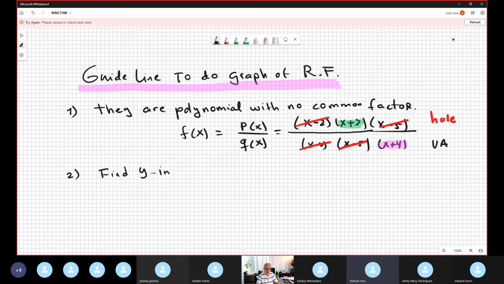Now number 2 is classical: find the y-intercept. Because this is a super important point in any graph. It's where the curve crosses the y-axis. And the formula to find this is evaluation. Are you familiar with this formula, right?